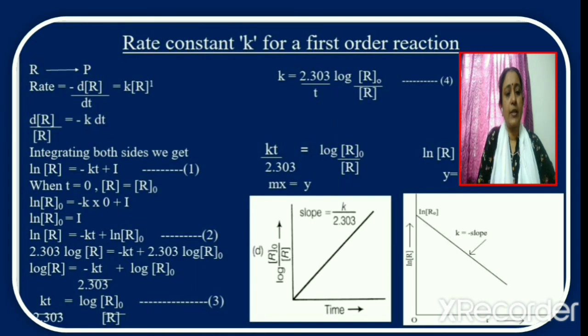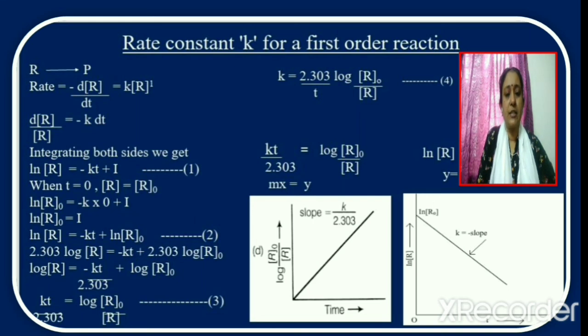Let us now try to derive an expression for the rate constant K for a first order reaction. Consider the first order reaction R giving P. The rate is given as equal to minus dR by dt, which is equal to K into R raised to 1. Or we get dR by R is equal to minus K dt. We have to integrate this equation. So integral of dR by R is equal to minus K integral dt. But integral of 1 by R dR is ln R. So when we integrate, we get ln R is equal to minus Kt plus I.